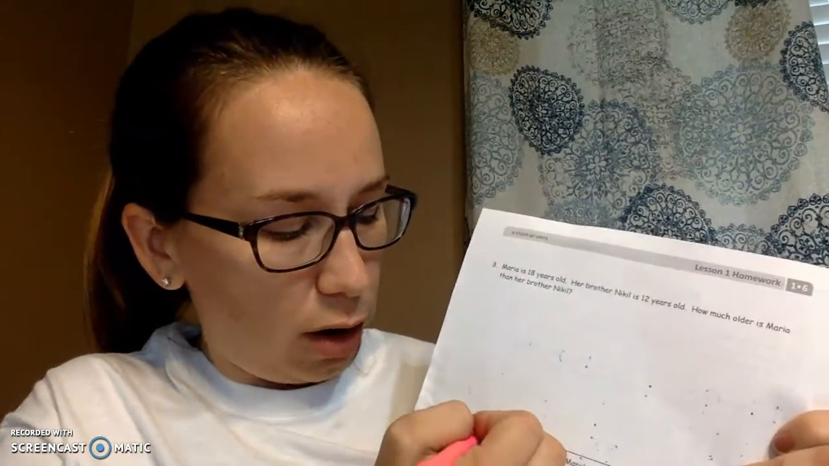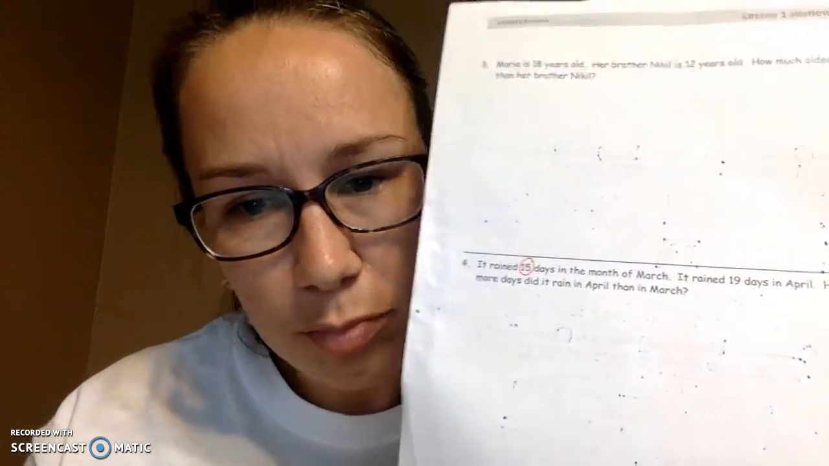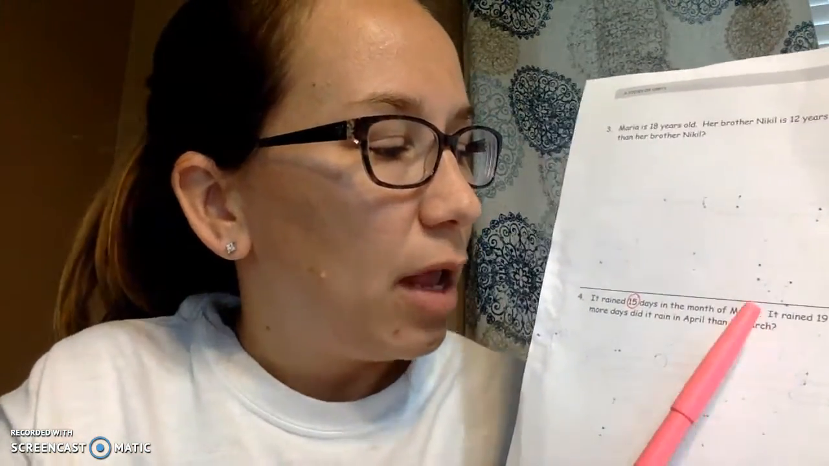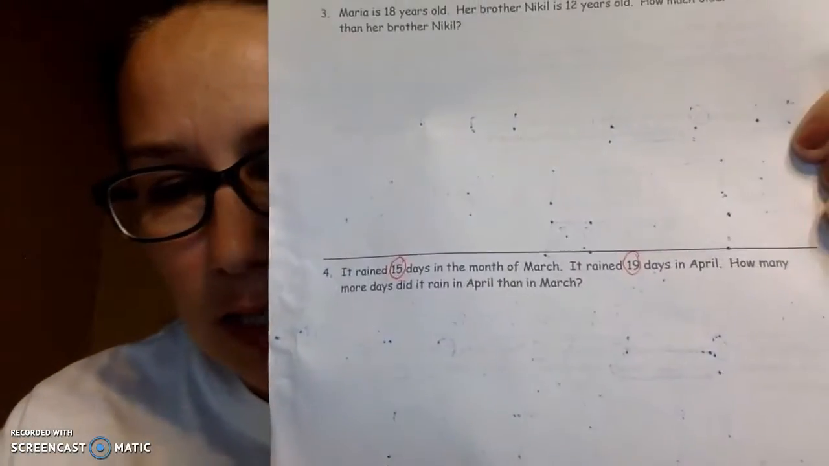The first sentence again said, it rained 15 days in the month of March. So I heard a number, and numbers I'm supposed to circle. I'm going to continue to read. It rained 19 days in April. So I'm going to circle 19, but now that I read that second sentence, I heard 2 different months. Since they're the 2 differences, I'm going to box them because those are going to be important when I'm completing my tape diagram.